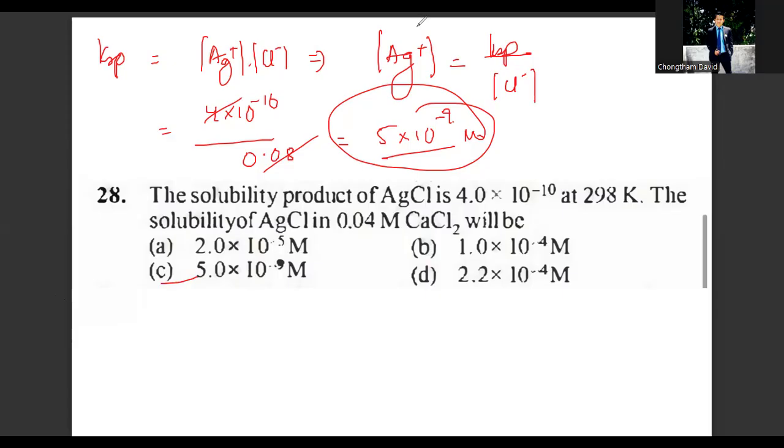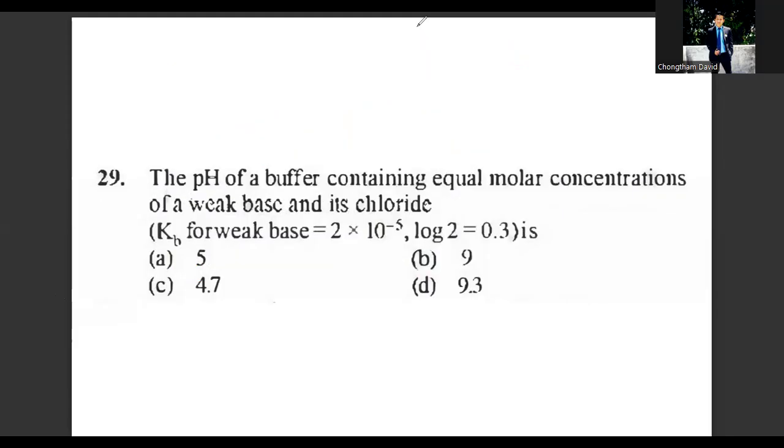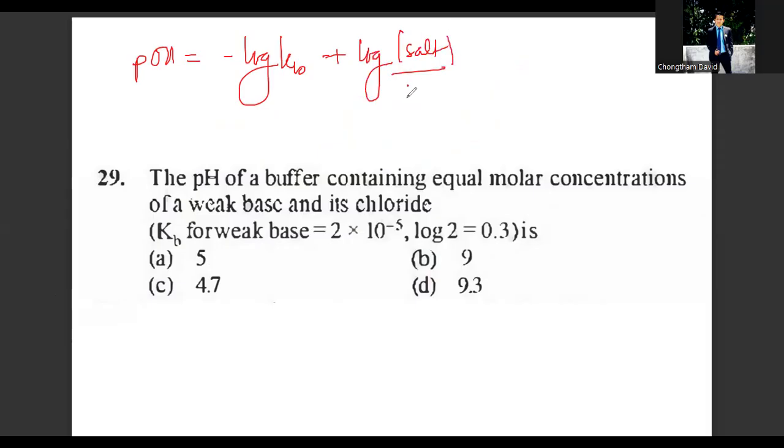The pH of a buffer containing equal molar concentration of a weak base and its chloride. The dissociation constant for base is 2 × 10 to the power minus 5. You have log 2 as 0.3. So use the Henderson-Hasselbalch equation, that is pOH equals negative logarithm of dissociation constant of base plus log of salt by base. This is the Henderson's equation, and this log salt by base is equal to 1.